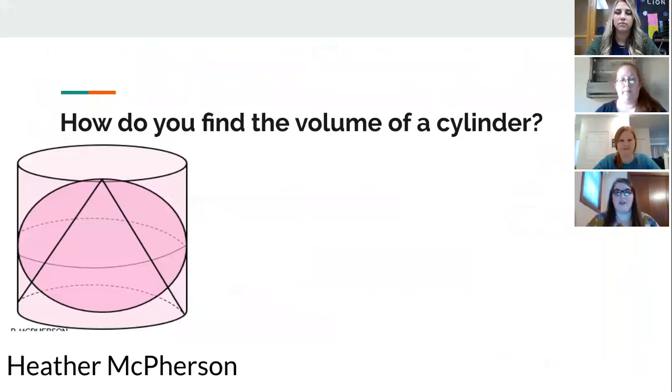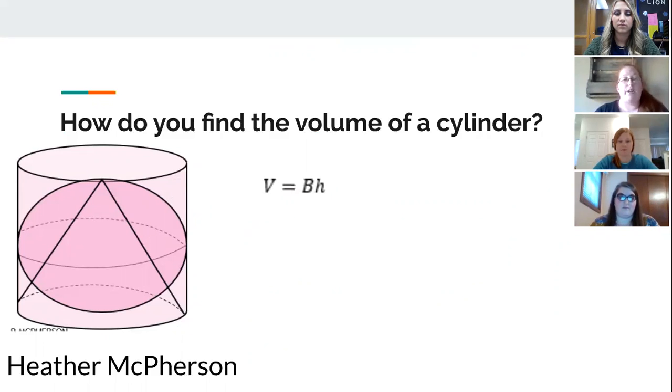Hey, Heather, how do you find the volume of a cylinder? Okay, so just like Alyssa was talking about, when you look at this, you're going to have just one shape you're focusing on. So we're going to focus on the cylinder. So your first equation is going to be volume equals base times height. But what's the base? How do we find the base is the next question we want to ask.